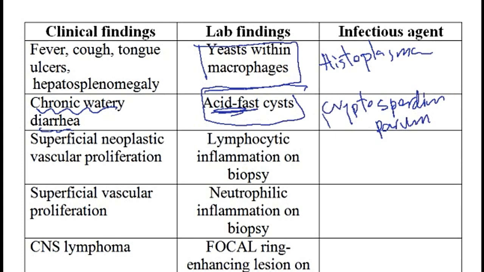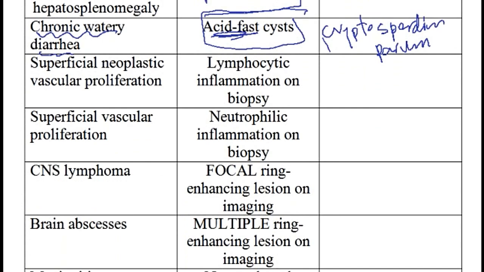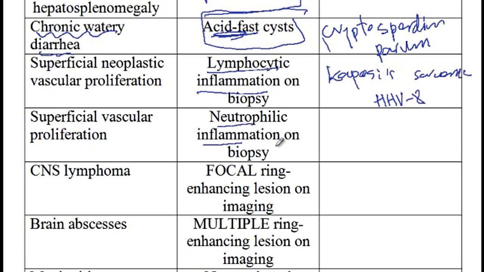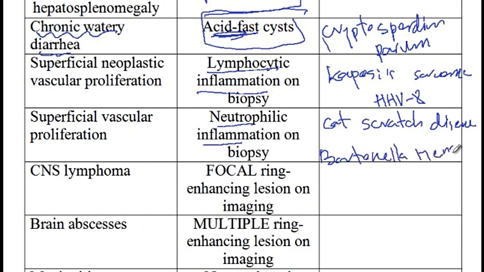The next 2 conditions are the vascular proliferations. So if on biopsy you see lymphocytic inflammation, then that should make you think of Kaposi's sarcoma, which is caused by human herpes virus 8. And then if you see neutrophilic inflammation, then that should make you think of cat scratch disease, which is caused by Bartonella henselae.